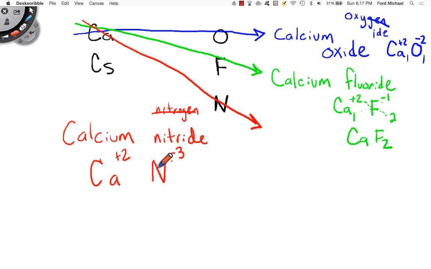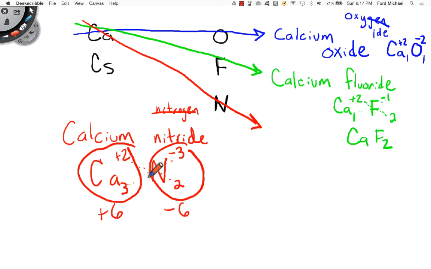All right, so we're going to do our crisscross game here. We're going to have 3 calciums and 2 nitride ions. Okay, so if we count up our positive charge, we have a total of plus 6. If we count up our negative charge, we have a total of minus 6. So what this means is every formula unit has 3 calcium ions and 2 nitride ions. Okay, that is the formula unit. That's the unit that gets repeated over and over again.